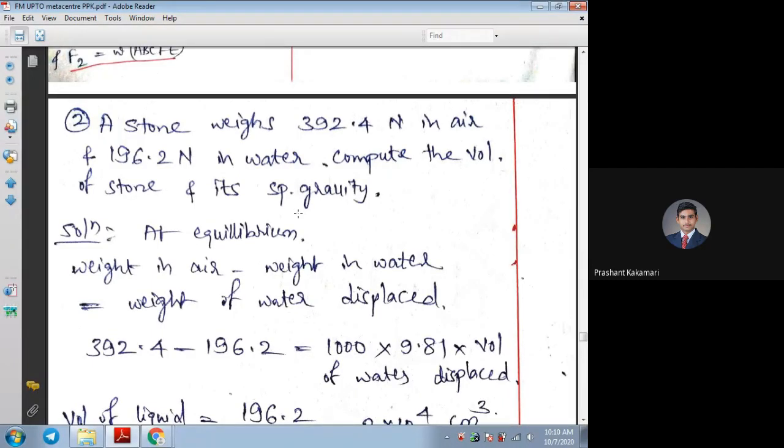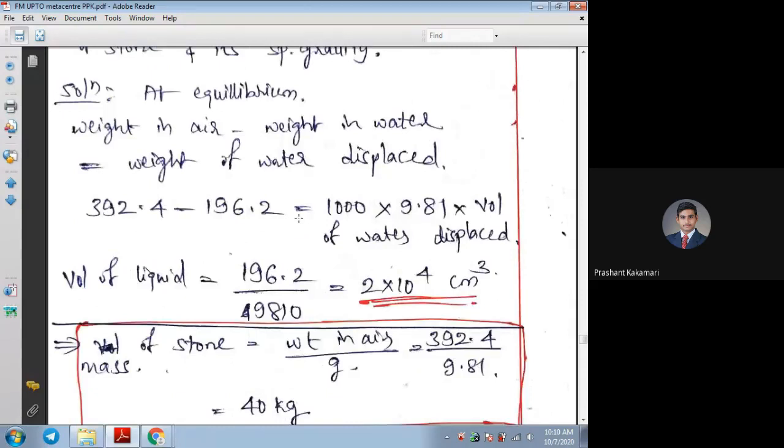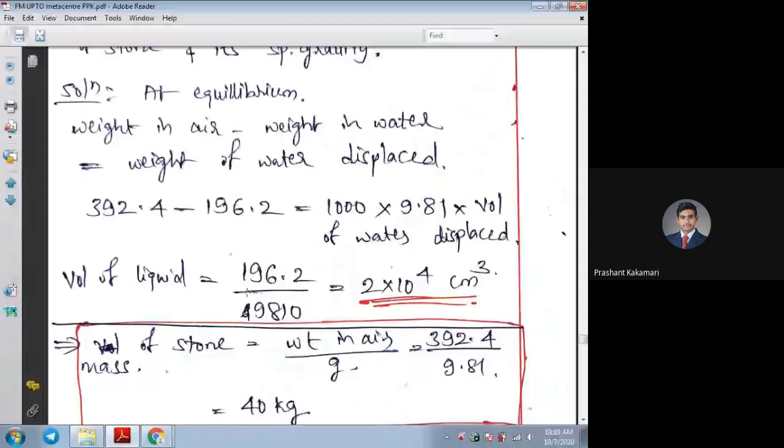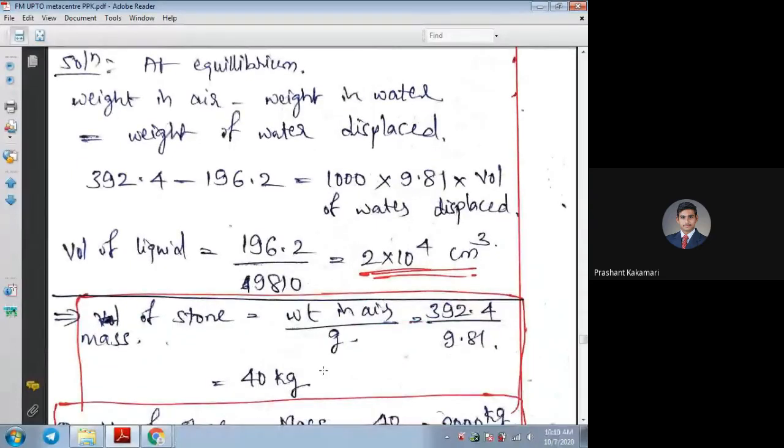So which mass do you have to consider, water or air? Normally we take all the weights with respect to air, which is in the air. So that air weight is how much? 392.4 is given in the problem. Then you have to divide by 9.81. You will get the mass in kg. So the stone is weighing 40 kgs. Or if mass is given, you can convert it into weight also by multiplying by g value.